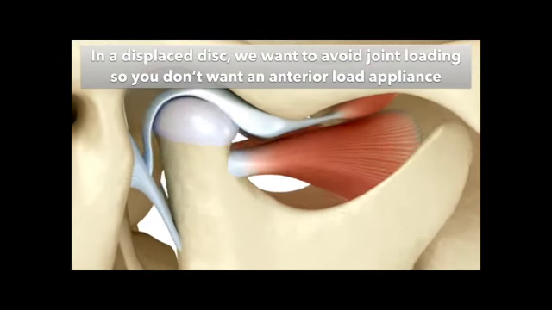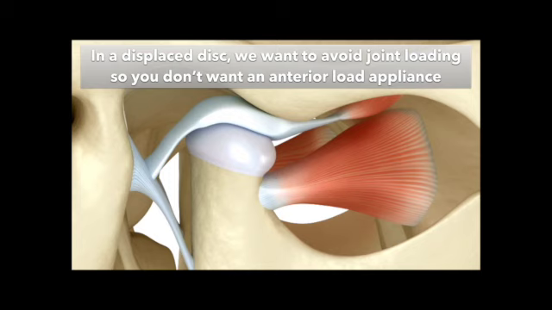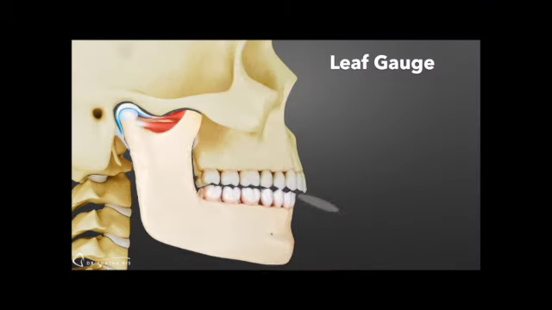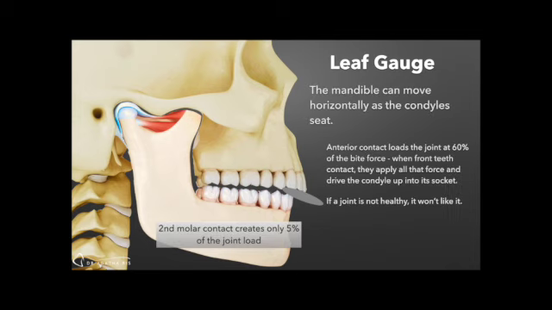In a displaced disc, we want to avoid loading. So you don't want an anterior appliance, and you're not going to test it with a leaf gauge if you already know there's a disc displacement. All right, so place the leaf gauge in. The mandible can move horizontally as the condyles seat. And like I said, if the joint is not healthy, you won't like it.